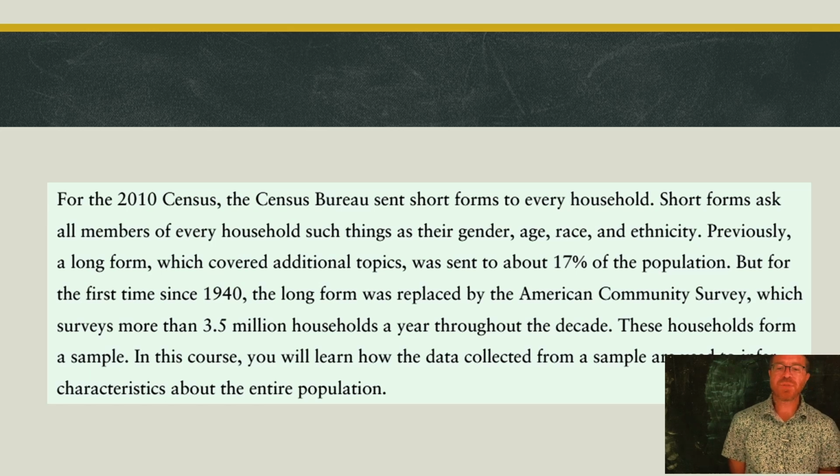Okay, so for the 2010 census, the Census Bureau sent short forms to every household. Short forms ask all members of every household such things as your gender, age, race, and ethnicity. Previously, a long form, which covered additional topics, was sent to about 17% of the population. For the first time since 1940, the long form was replaced by the American Community Survey, which surveys more than 3.5 million households a year throughout the decade. These households form a sample. In the course, you'll learn how to use data collected from the sample to then infer some characteristics about the entire population.